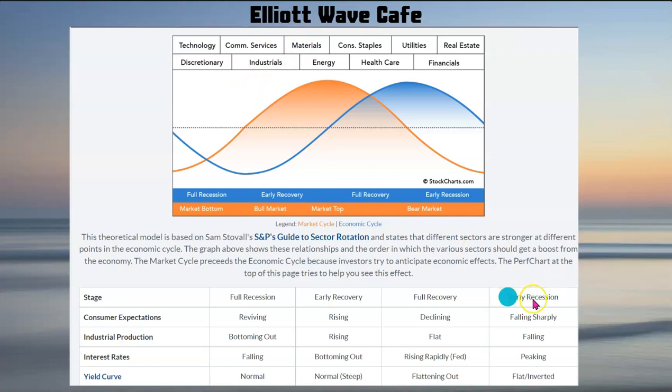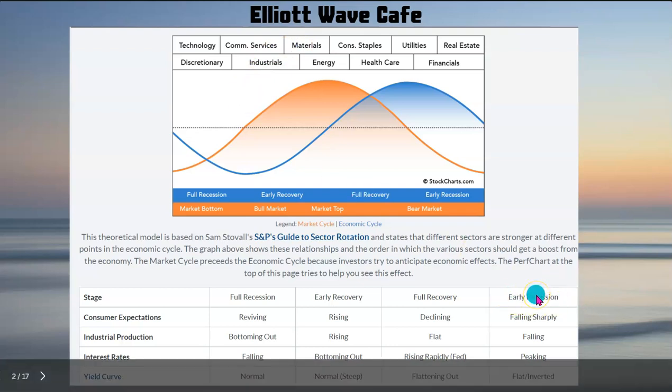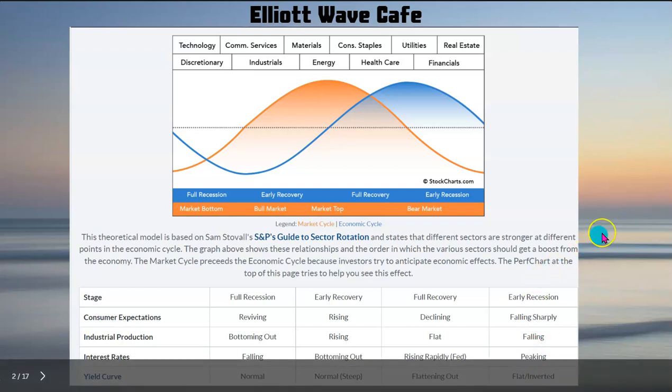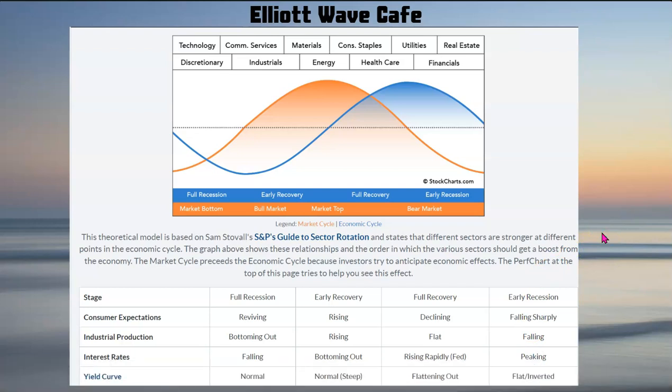So if you can see in here what it says early recession, I have consumer expectations, which are falling sharply. That's a check. We have industrial production that's falling to flat. That's a check. You have interest rates that are peaking, right? That is almost a check right there. And then you have a yield curve that is near flat with some inversion, depending on kind of where you're looking along the yield curve spectrum.